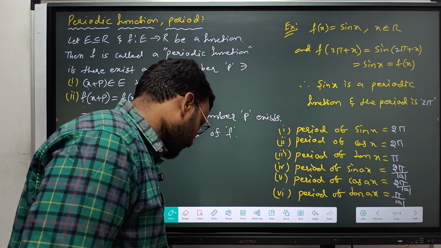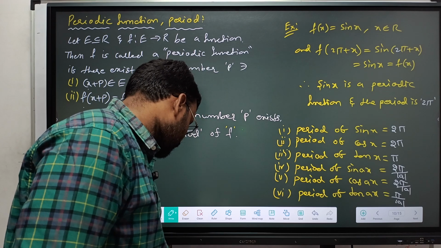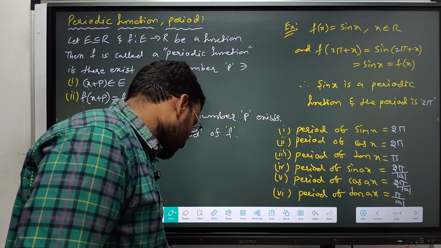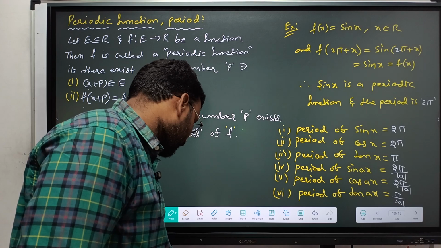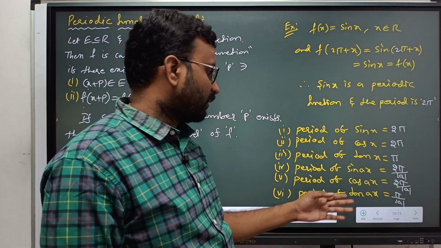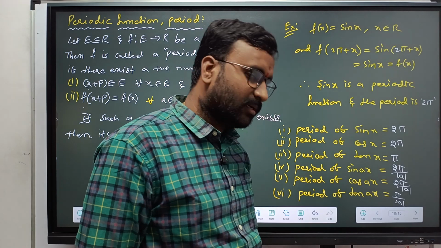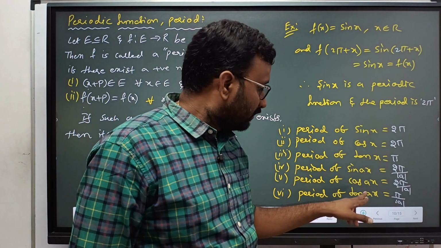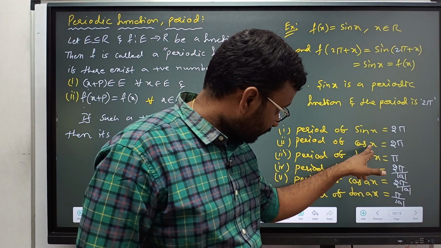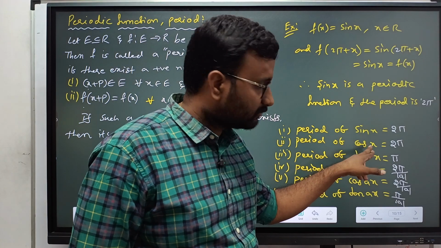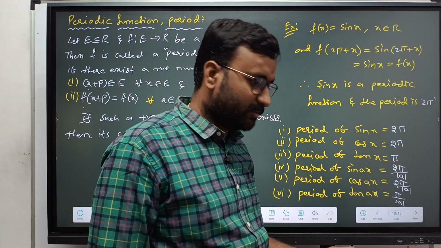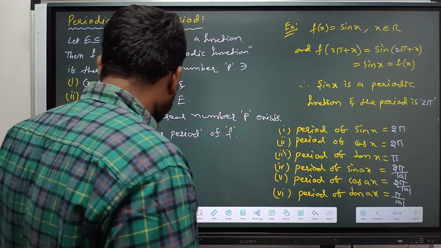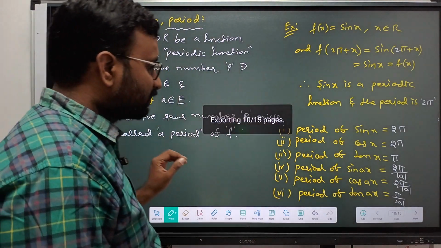The period of sin ax is what? Sin x is what? 2 pi by mod a. Cos x is what? 2 pi by mod a. Tan x is what? Pi by mod a. The coefficient of x is what here? 1 by 1. No need to write by 1. Okay, simply you can go this to that also. This is about periodic functions and period.